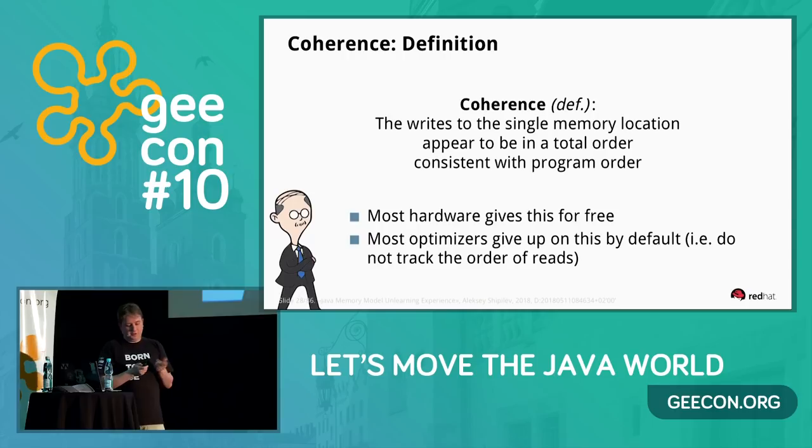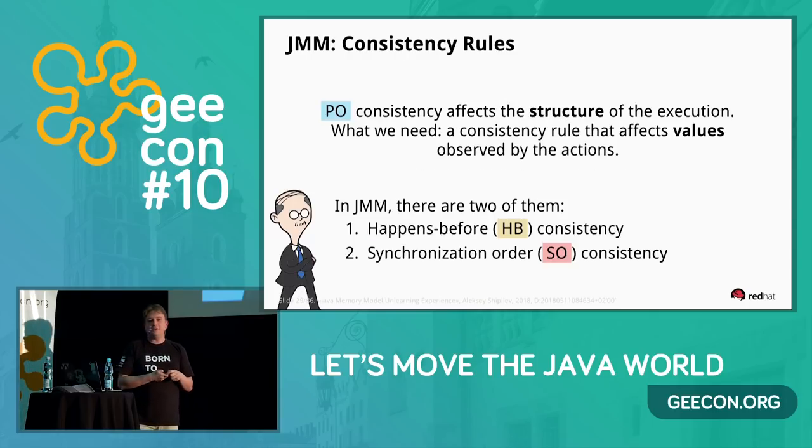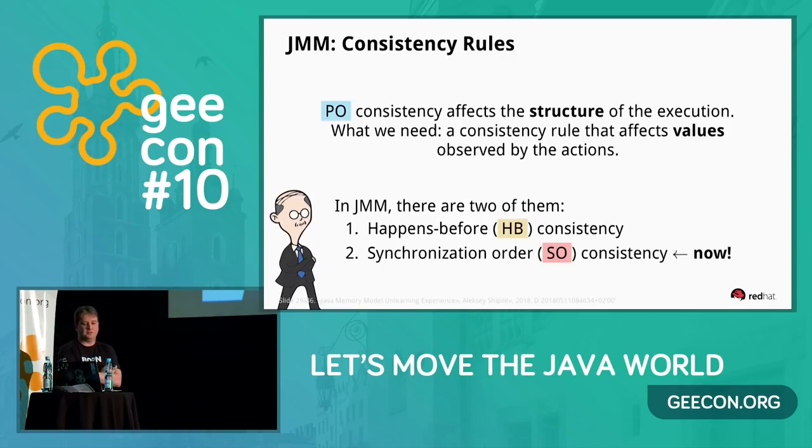So how do we avoid this in the memory model? You need consistency rules that affect not only the structure of the execution, but also the values that you read. And in the JMM, there are two types of consistency rules, happens-before consistency and synchronization order consistency. And we will be talking about the latter now.